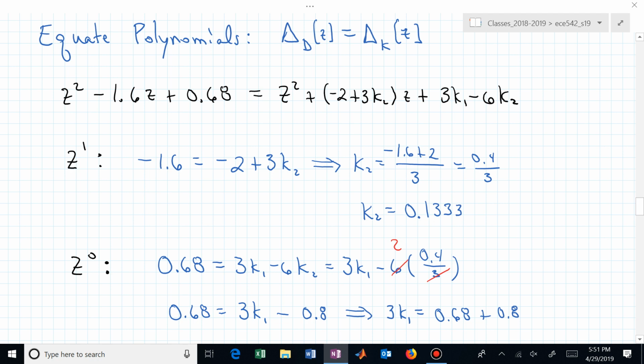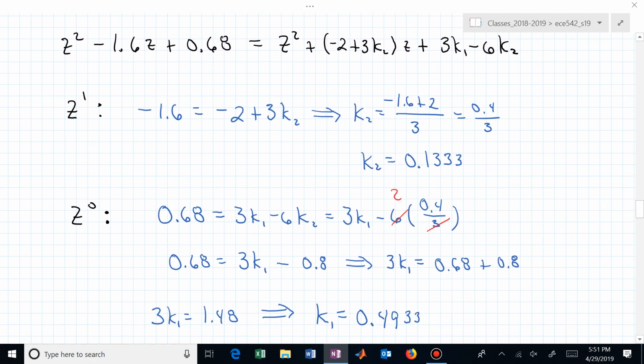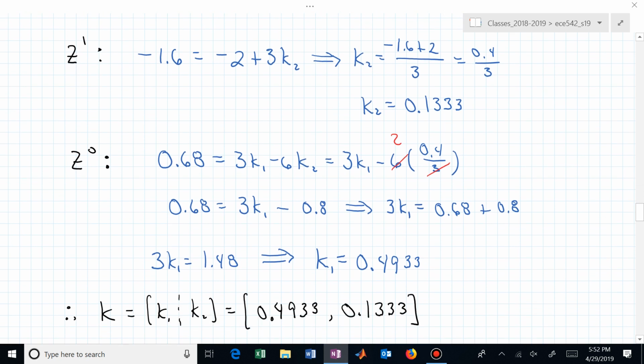We combine those known constants on one side, 0.68 plus 0.8, to get 1.48, and that equals 3k1, but 1.48 is about 1.5. So if I have $1.50 and I split that 3 ways, I have 50 cents. So my k1 better be about 50 cents, or it's 0.4933. That seems reasonable for a value for k sub 1. We now have k sub 1 and k sub 2 determined. That's all we need for full state feedback.